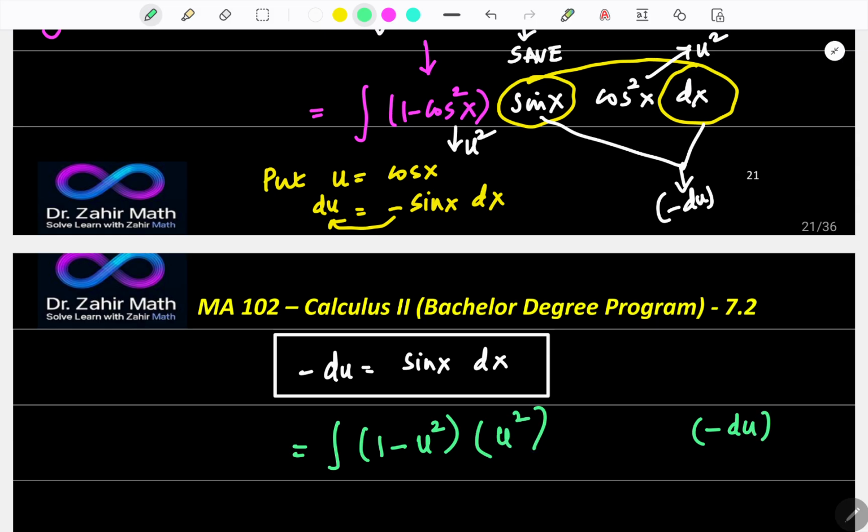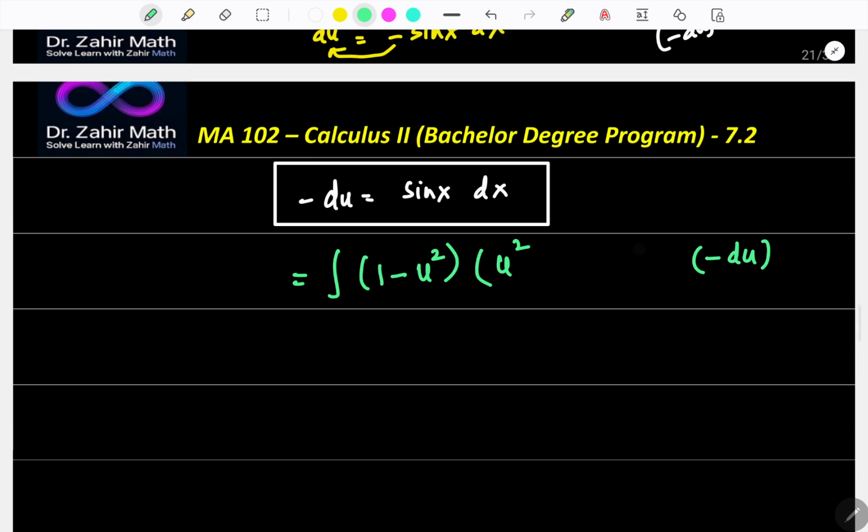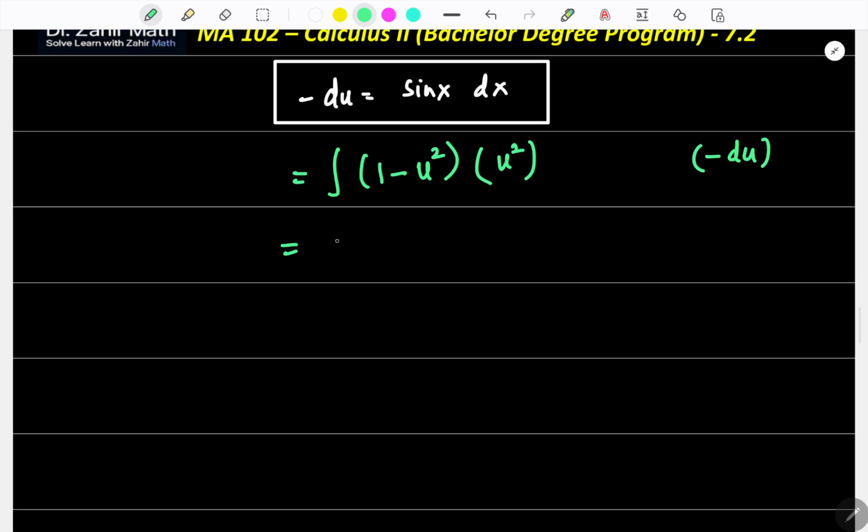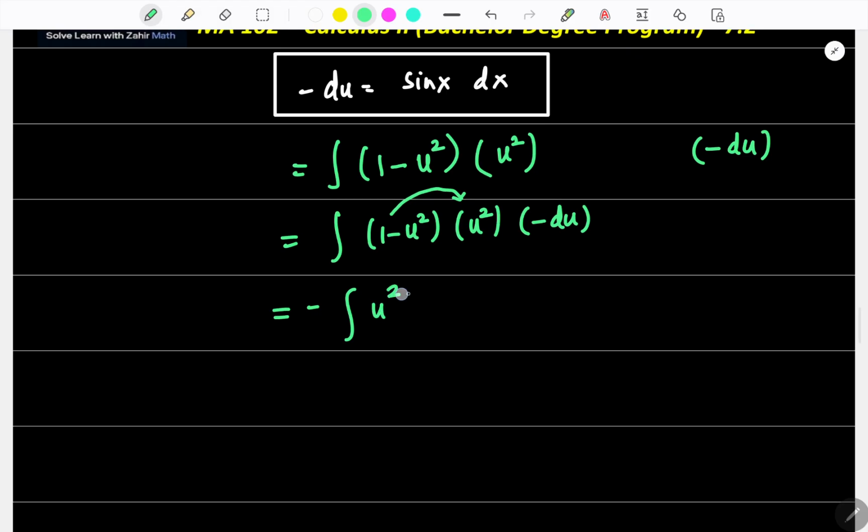Clear all of you? Clear or not? Yes. So u square is not written well. Let me write in a good way. So it is u square inside brackets. So this equals 1 minus u square times u square times minus du. Take this minus out. 1 into u square is u square. Minus u square into u square is u power 4. And then du.